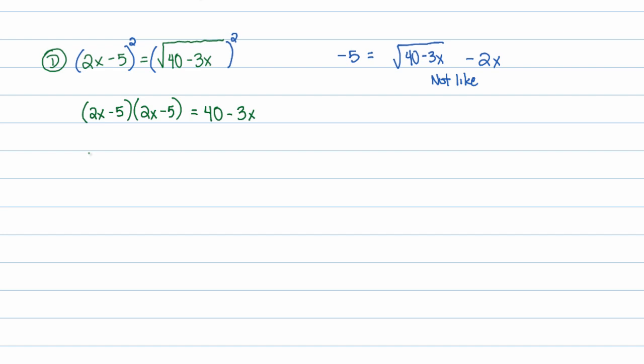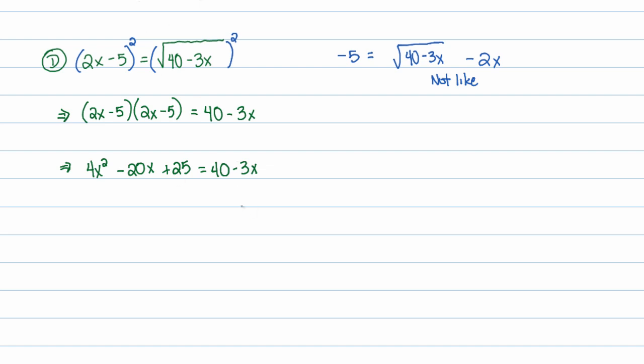Distributing through, and I'm going to do it very quickly, we'll get 4x squared minus 10x minus another 10x, so that's minus 20x, plus 25 is equal to 40 minus 3x. Again, I'm going to move all variable terms to one side. So I'm going to add 3x to both sides.